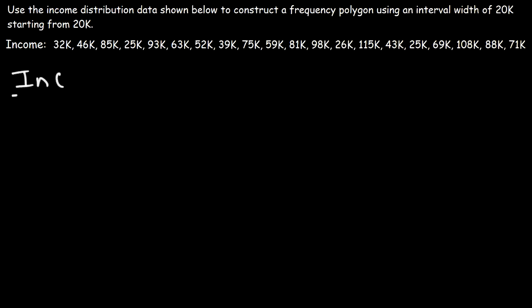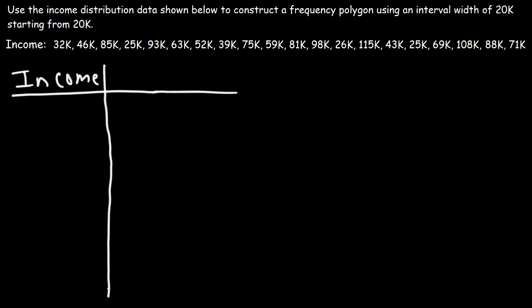In the first column, I'm going to put the income ranges. And in the second column, I'm going to write the frequency values that correspond to the income ranges. So the first range is going to start from 20K and it's going to go to 40K. Now the second range is going to go from 40K to 60K.